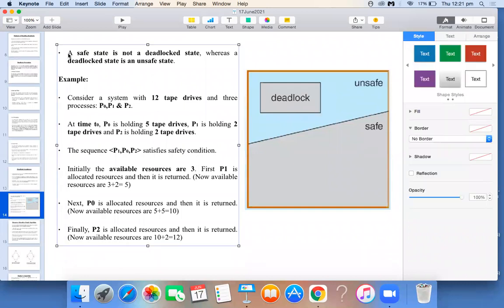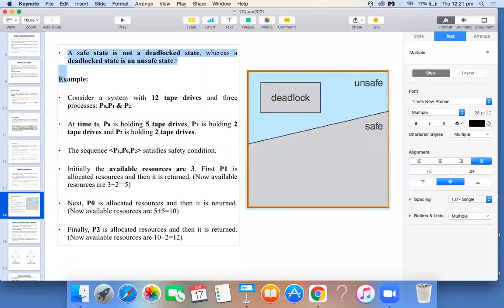That is what is written in the first point. A safe state is not a deadlock state. If your system was in a safe state, it will never enter a deadlock state. That's what it is indicating. But whenever your system is in a deadlock state, then you can easily say that the system is in an unsafe state. That's what the point is highlighting here. Okay, hope it is clear.